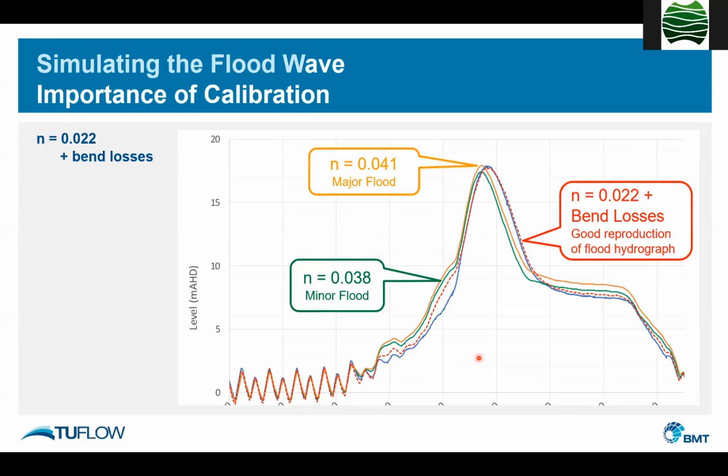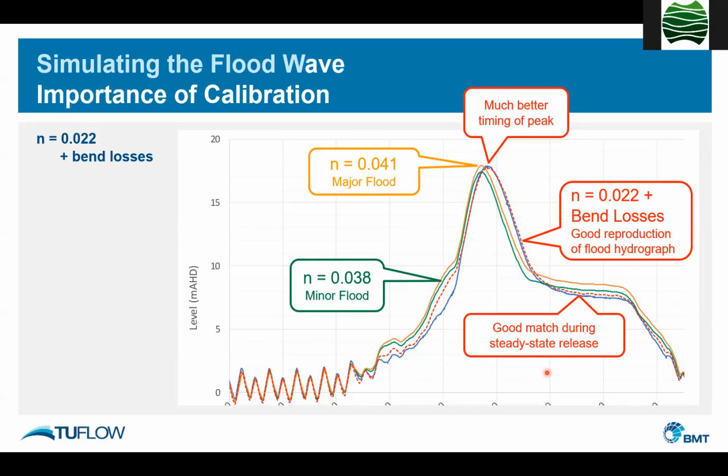Well, you can see here that the 0.022 plus bend losses, which is the red dash line, gives a very nice reproduction of the flood peak, very nice shape. And the tide is good because of the 0.022, and bend losses are very small because the tidal velocities are very low. Getting a very good match during the steady state release at the end after the flood. And we are getting a much better timing of the peak.